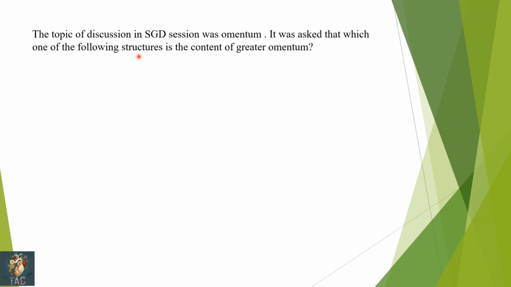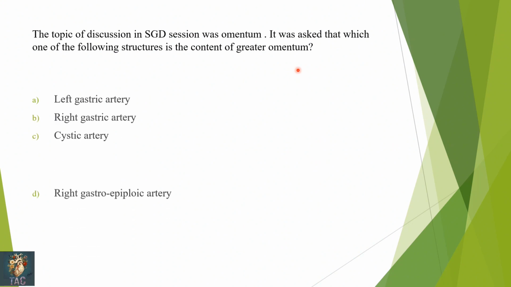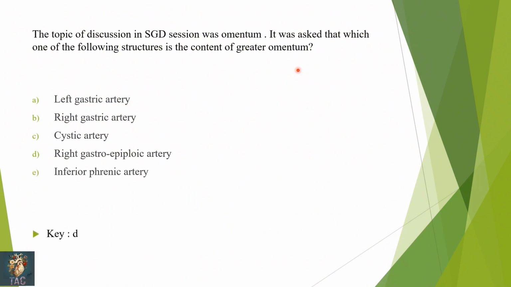Next topic of discussion in the small group discussion session was omentum. It was asked which one of the following structures is the content of the greater omentum. That may be left gastric artery, right gastric artery, the cystic artery, the right gastroepiploic or inferior phrenic artery. So please remember, in the greater omentum, right gastroepiploic artery is present, and this is the answer.